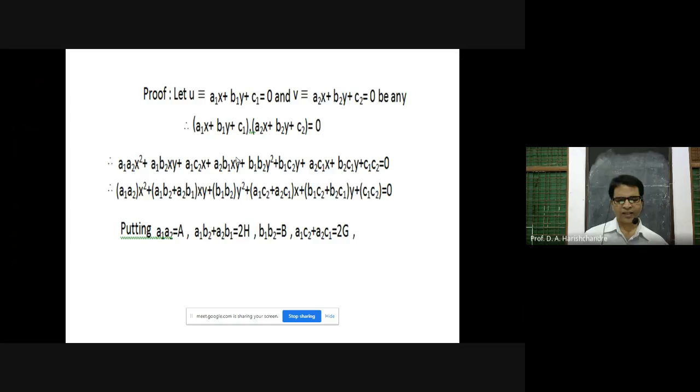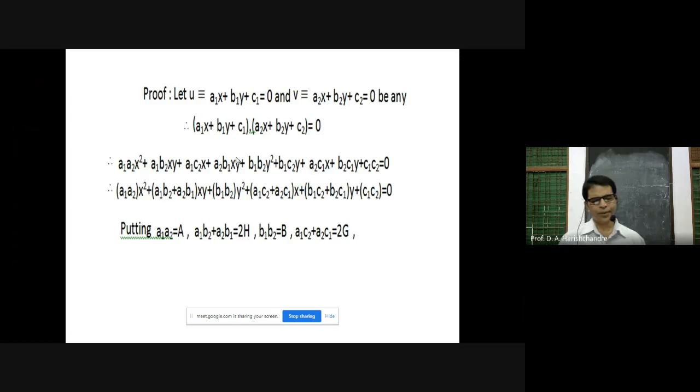Now let us collect the similar terms and club them together. There is only one term of x square, and its coefficient is a1 into a2. That coefficient can be put in the bracket, so you are getting a1 into a2 into x square. After that, how many terms of xy? There are two terms of xy. From these two terms, you can take xy common. What remains in the bracket? a1 b2 plus a2 b1.